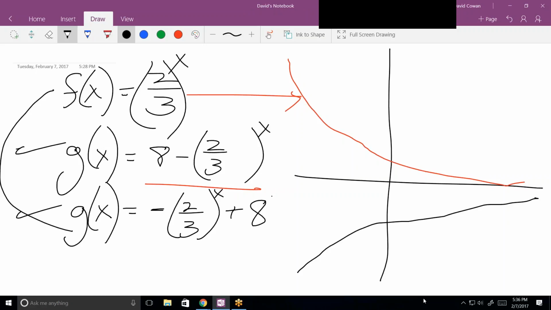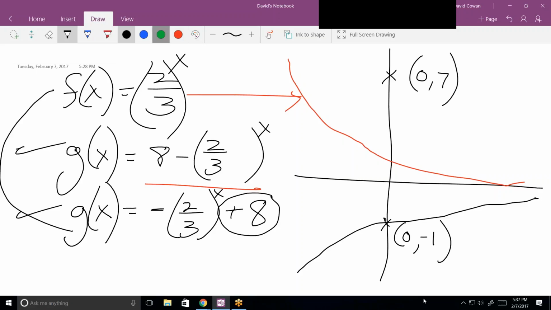However, now I still have to add 8. What does the 8 do? It moves it upwards 8. So this point at 0, -1 has to go up here. It doesn't change the shape, but it's now 0, 7 because we moved it up 8. Its final appearance is going to look exactly the same shape, but it's going to look like this now.